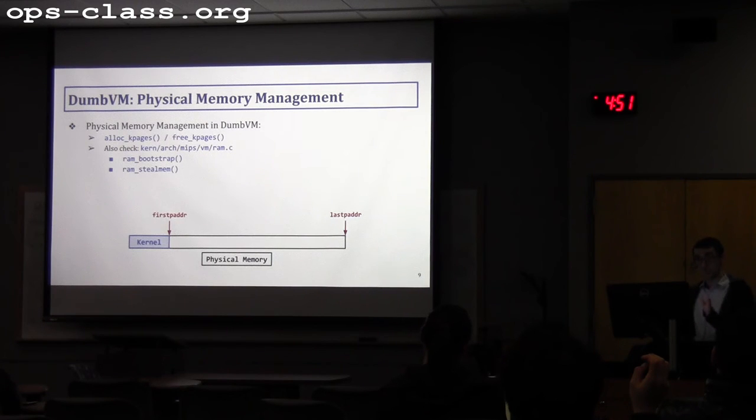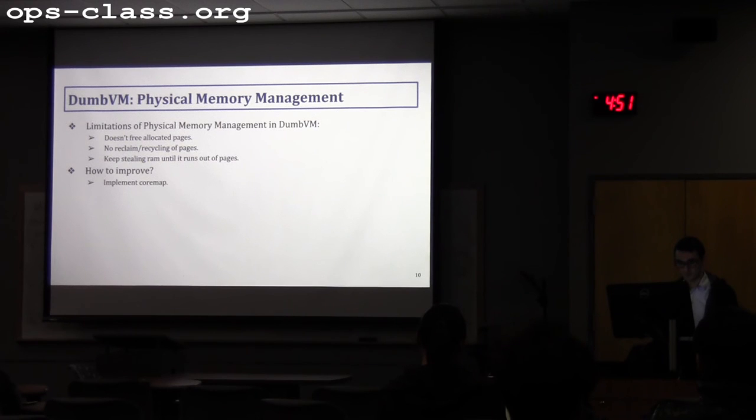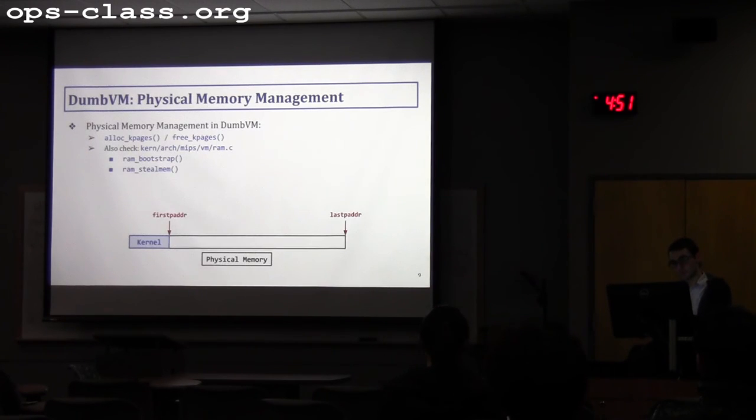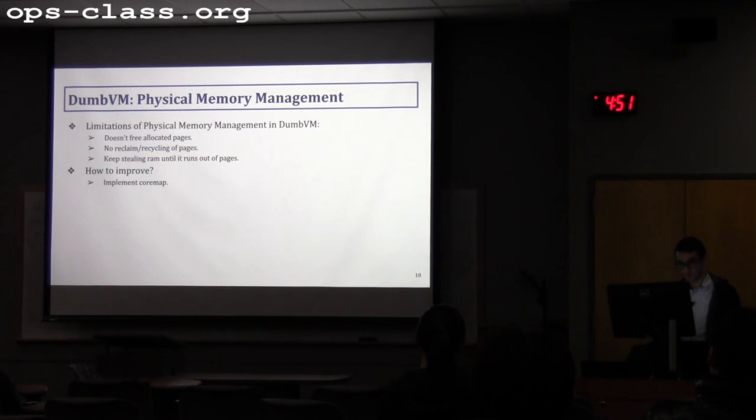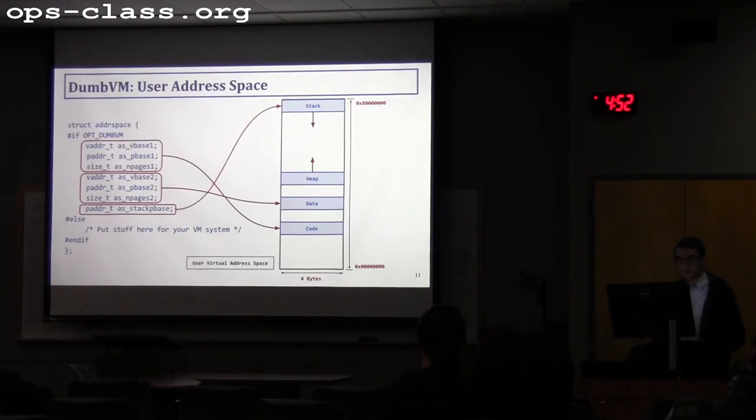If you don't have that much, then you need to swap out. And before you swap out, you need to figure out what to swap out. These are all things you need to think about. As I said, the core map should come after the kernel and the initialization. Any questions on the physical memory management for dumb VM? Okay.